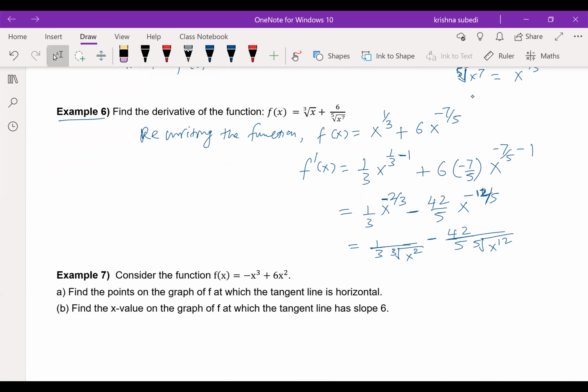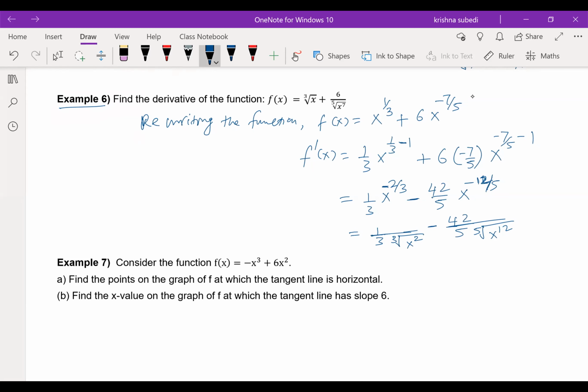Okay, now let's look at example 7. Consider the function f of x, which is negative x cubed plus 6x squared. In part A, we want to find the points on the graph of f at which the tangent line is horizontal. In part B, we need to find x values on the graph of f at which the tangent line has slope 6. So let's work part A first.